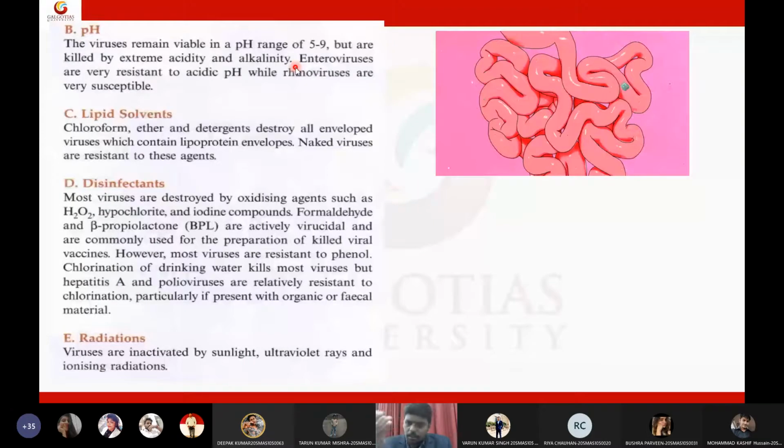The same case with a few others, like rotaviruses. So these viruses can survive at 5 pH. Okay, this is all about pH.